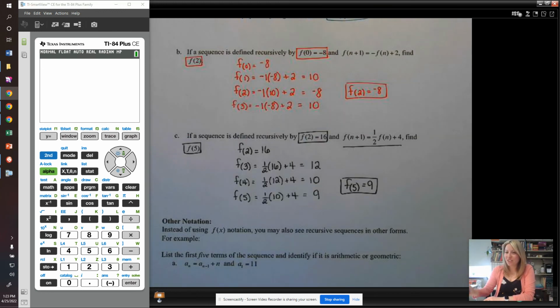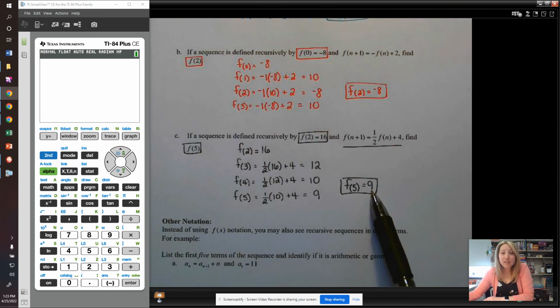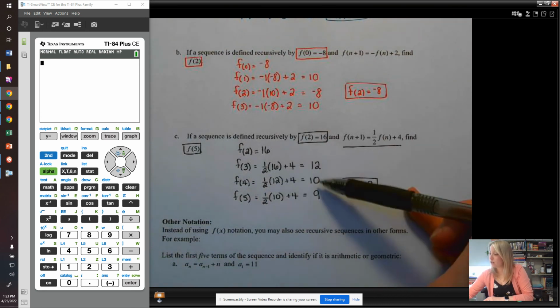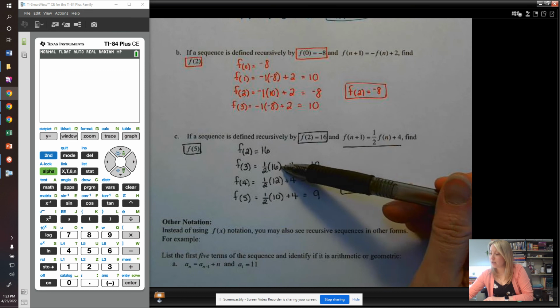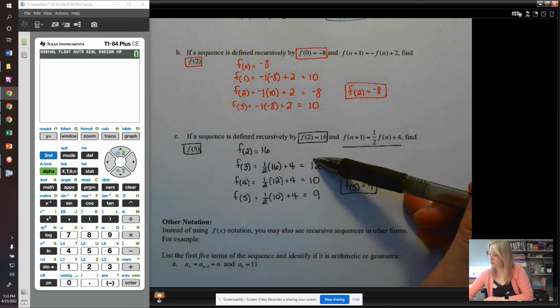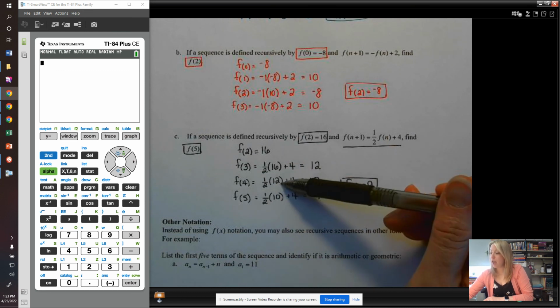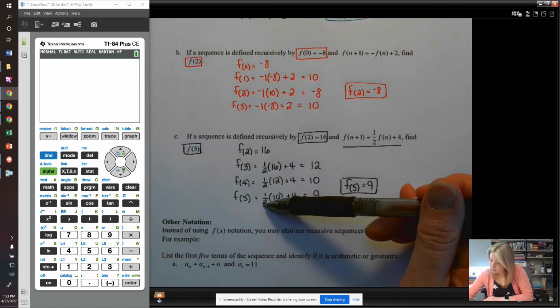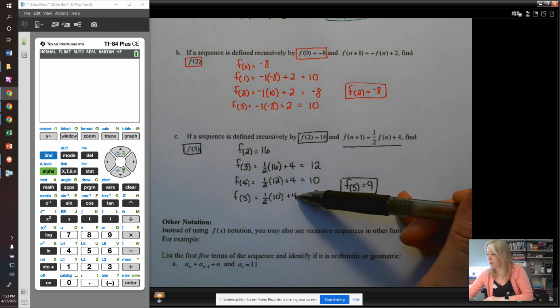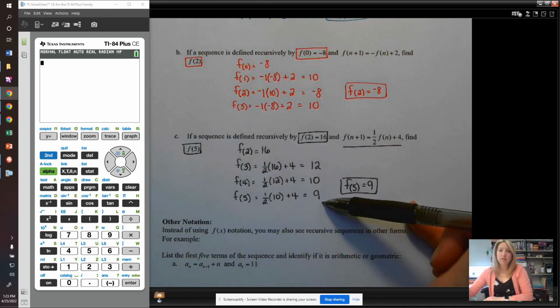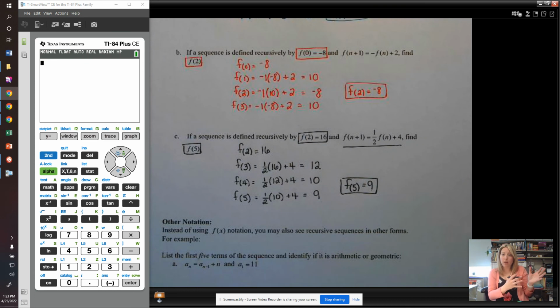All right, let's check our answer. How did we do? Did we get that f of 5 was equal to 9? And here's the work. Plugging in, half of 16 is 8. 8 plus 4 is 12. Take 12. Half of 12 is 6. 6 plus 4 is 10. Take 10. Half of 10 is 5. 5 plus 4 is 9. So using the previous value to plug into our sequence recursively. So finding that straight down the line.